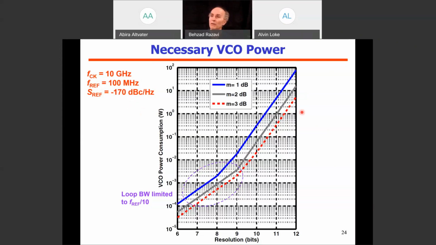So if I have a 12-bit A2D running at 10 gigahertz, and I would like to have only 1 dB of SNR penalty from the clock jitter, then I need 77 watts of power dissipated in the VCO. All right, so that's no good. How about 3 dB penalty? With 3 dB penalty, I need to consume 5.2 watts of power in the VCO. So again, the situation is still rather bleak.